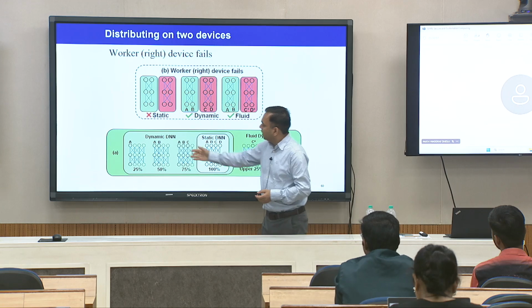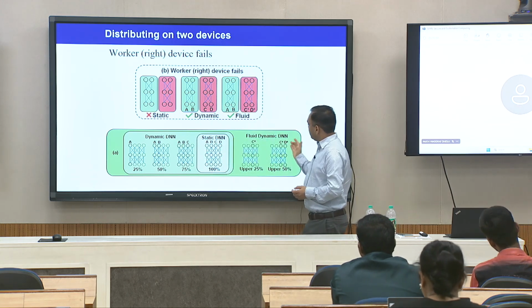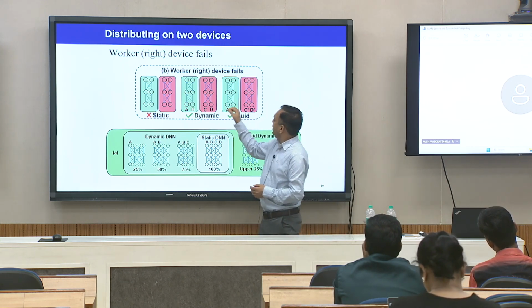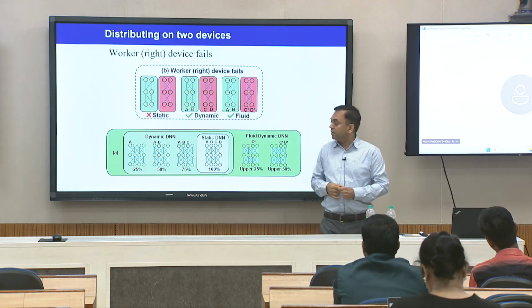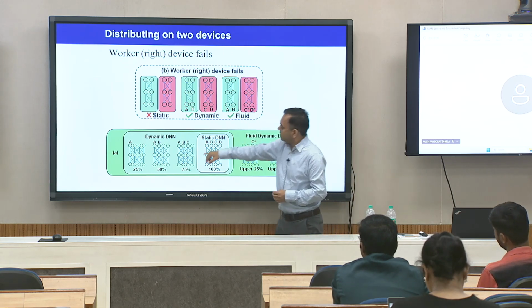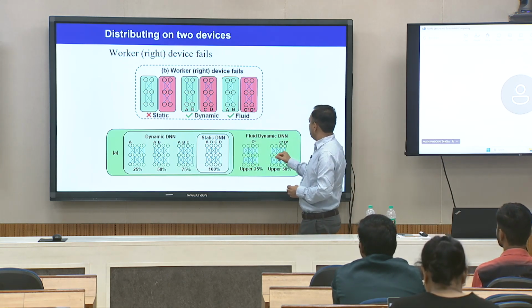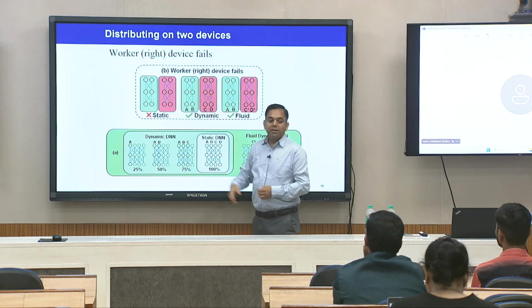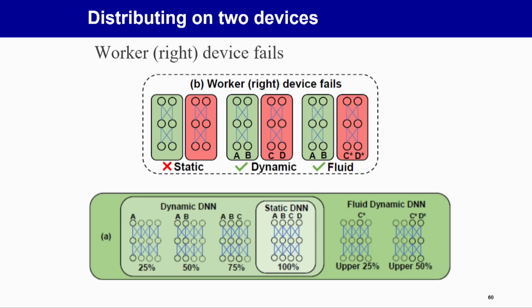So fluid is like combining this one with some training from the upper part as well. So in this case, dynamic and fluid are going to give you similar results. In fluid, part of it is dynamic, and then C and D, the upper part, is on the faulty node, so you will get similar results. Here we are assuming the right device fails, and there is always a master-worker kind of model. So here the worker is failing.